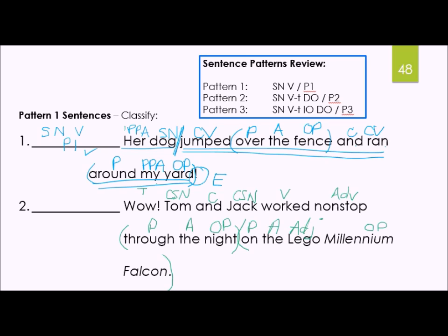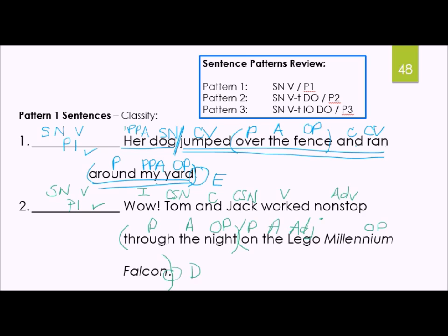And wow is an interjection. So do we see any direct objects or indirect objects at all in this sentence? No. So again, it's a subject, noun, verb. Pattern 1 sentence. Go to the end of the sentence, see a period, statement, declarative.